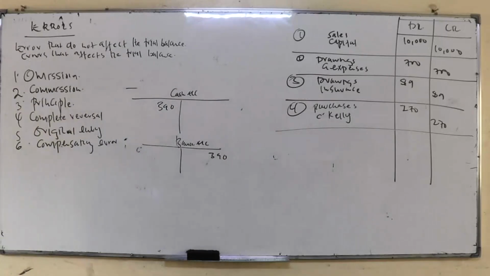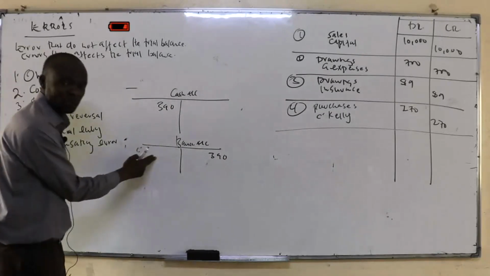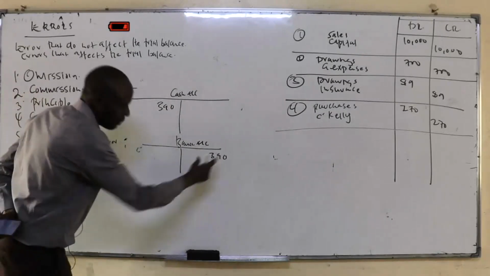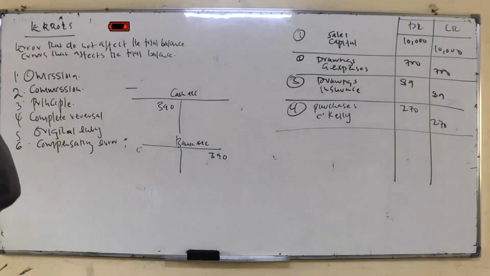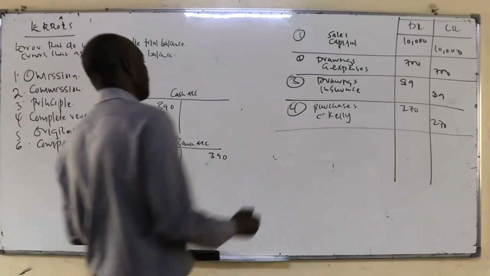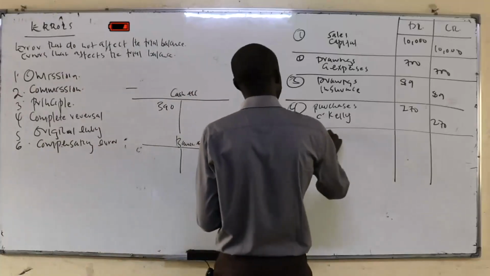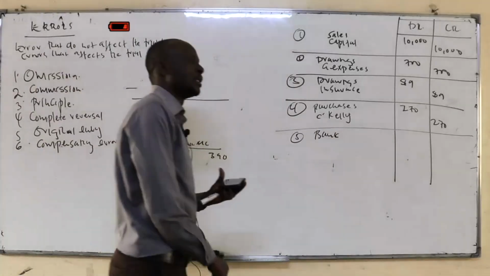So how do you rectify that one? You double the amount, is it? You double, isn't it? So you debit the one that is supposed to be debited, this one you double it. Why? So that one amount cancels the wrong posting and the remaining amount is posted the way it was supposed to be posted. So here we come here and write bank, number 5. We write here bank, double the other amount, how much is it?